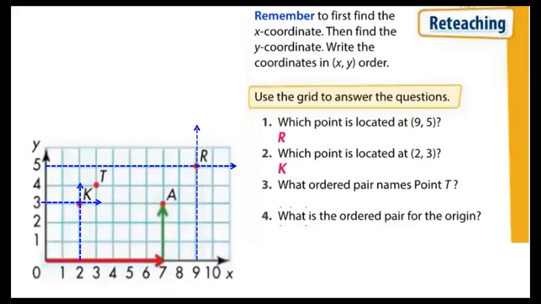Okay. Let's see number 3. What ordered pair names point T? Okay, where is point T? This one. From T, drop a perpendicular on x first, like that. It's represented by 3 on x. Do the same with a perpendicular for y, like that.